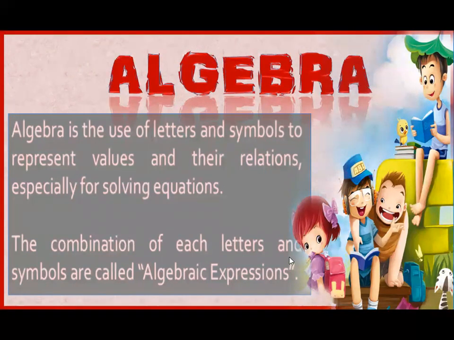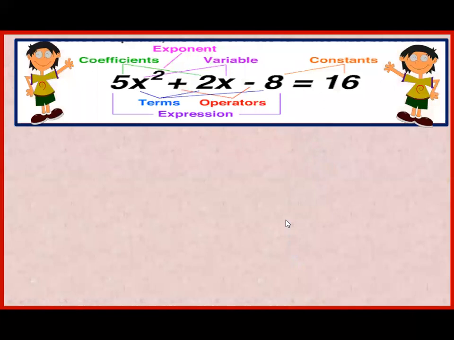So the combination of letters and symbols is called an algebraic expression. Let's see the various terms used in algebra. For example, take this equation, 5x squared plus 2x minus 8 is equal to 16. This is an algebraic equation because you have an equal to sign. 5x squared plus 2x minus 8 alone is an expression.